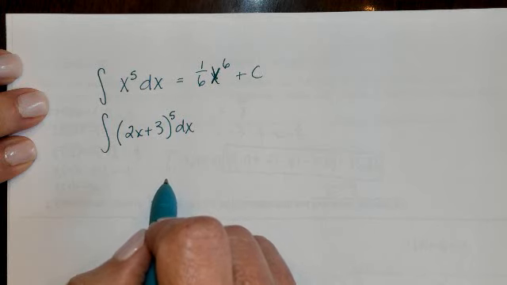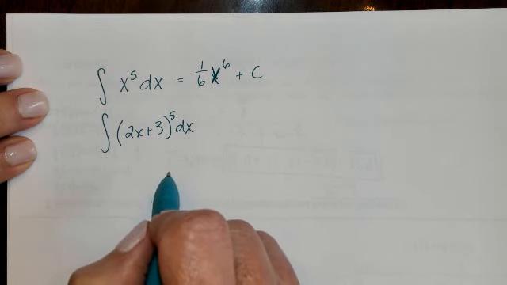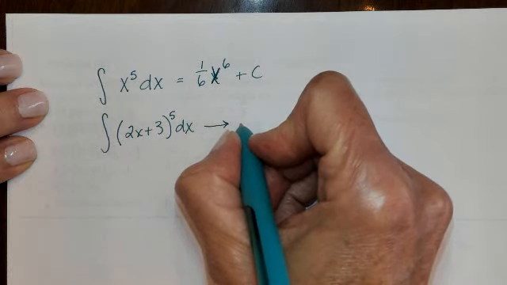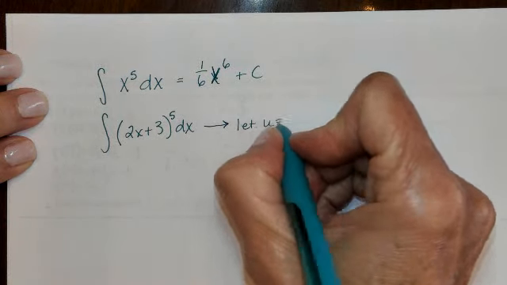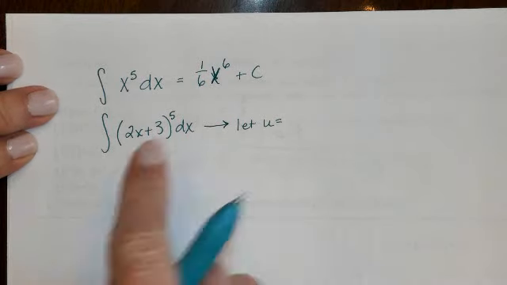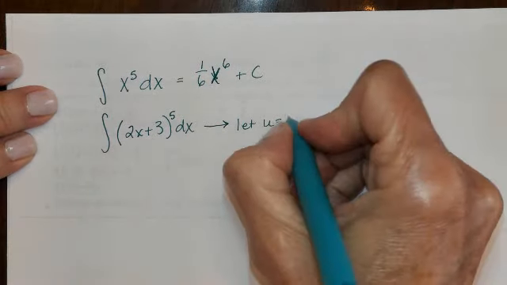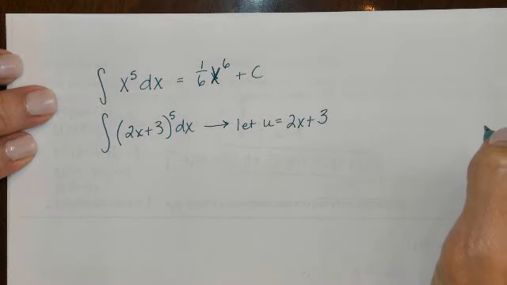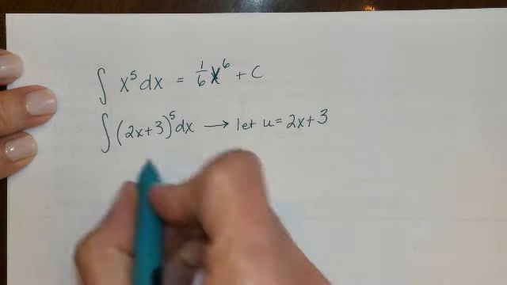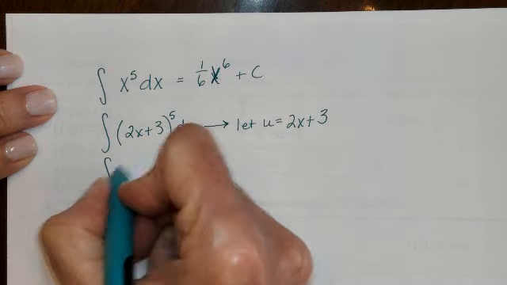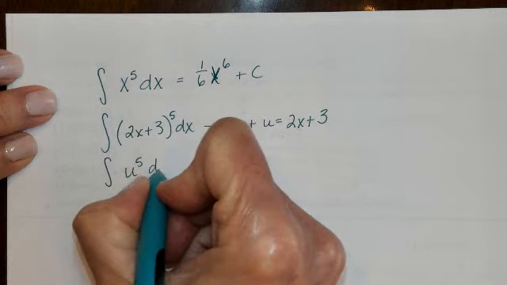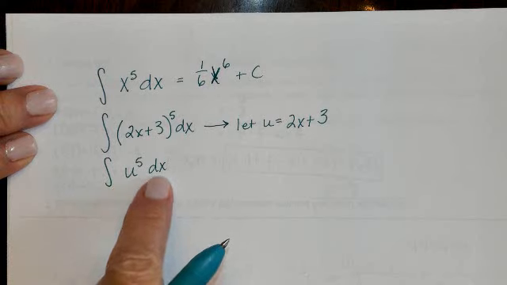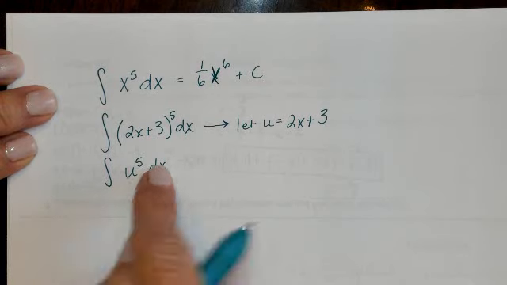Here in general is how that works. We do a substitution. We come off to the side, and we let u equal something convenient. In this case, let u equal what's inside those parentheses. If we let u equal 2x plus 3, then this integral becomes u to the 5th dx. Well, that's the problem, because we have u to the 5th, but we have a dx. We need to change this dx to a du.